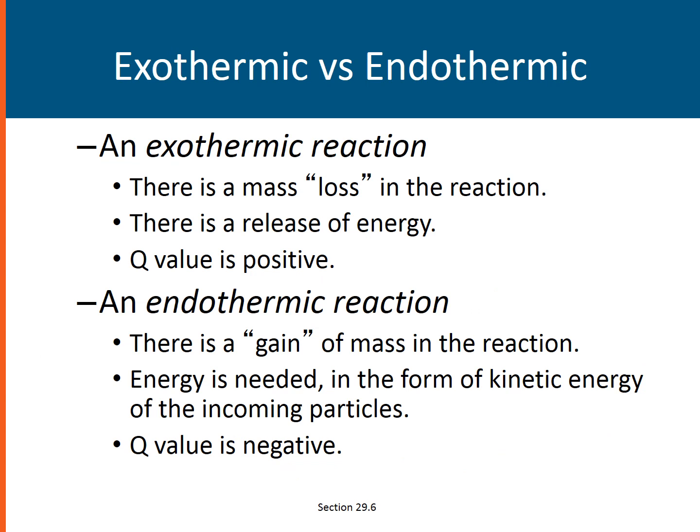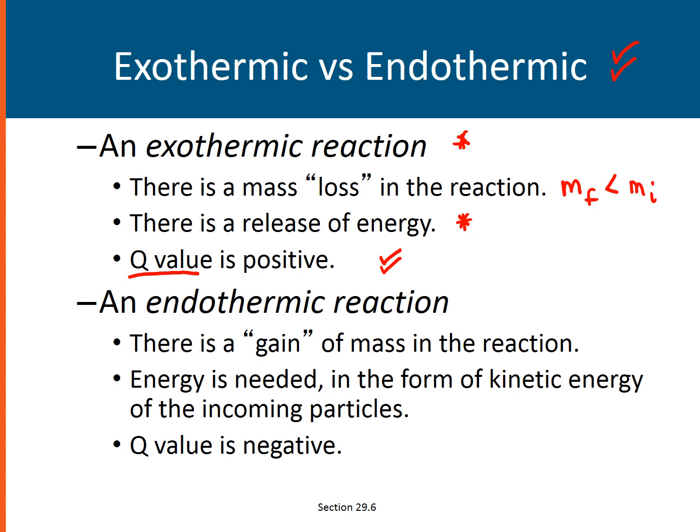Now, similar to the familiar chemical reaction, nuclear reactions can also be exothermic or endothermic. In an exothermic reaction, there is mass loss. That means that the final mass is less than the initial mass of the atom. This is because the mass has been converted into energy, so there is a release in energy. That means our Q value is positive. Q value is something that I will be discussing on the next slide. We will be looking more into Q value on the next slide.